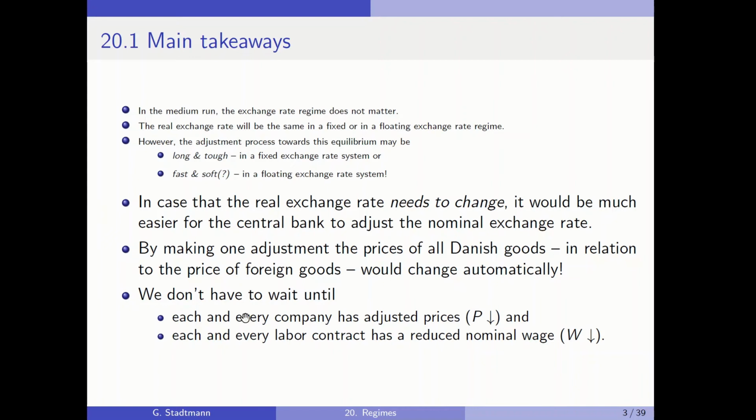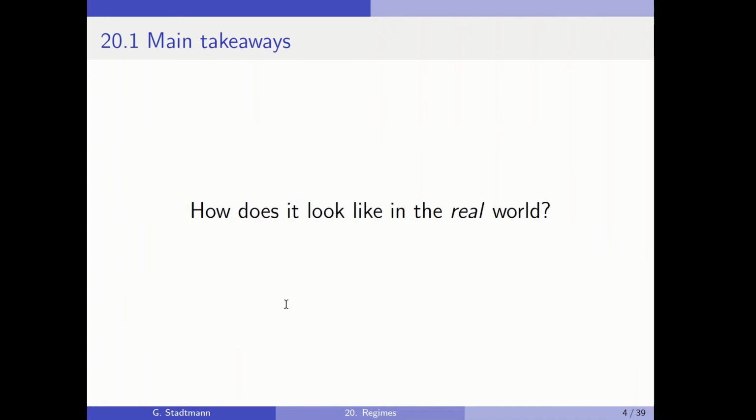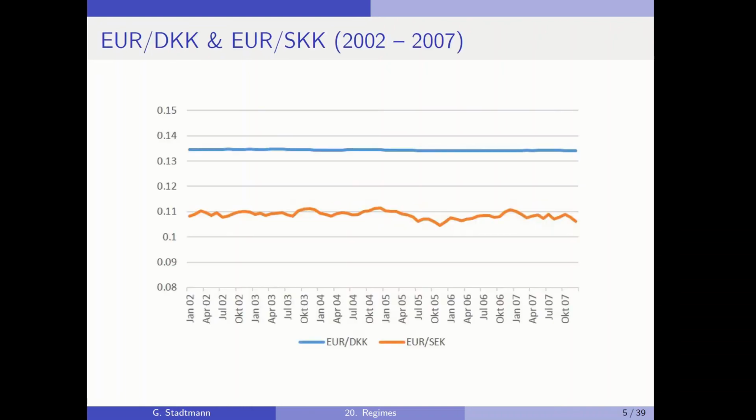This was a main takeaway of the last lecture, but now we could ask the question, how does it look in the real world? And we could have a look at two Nordic countries. We can have a look at the exchange rate of Denmark and the exchange rate of the Swedish krona against the European euro. So you can see here two exchange rates over time from January 2002 until October 2007. So this is the pre-crisis era.